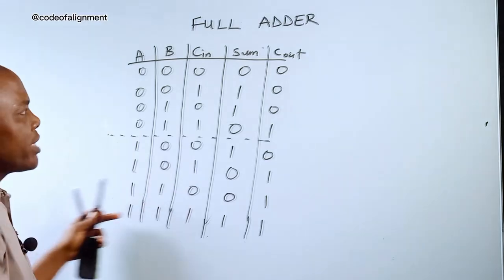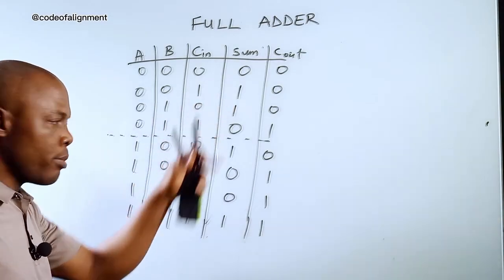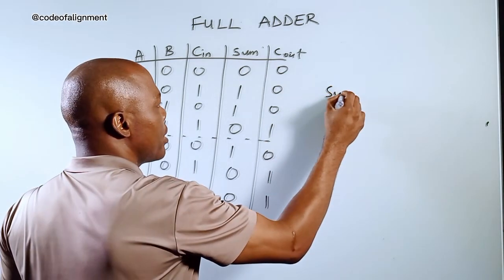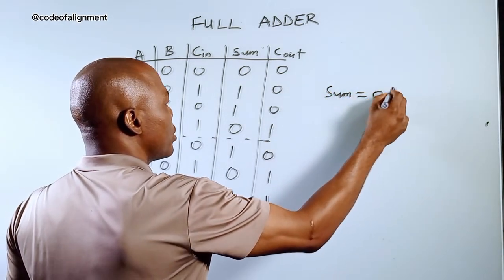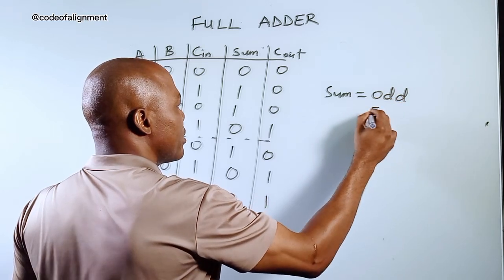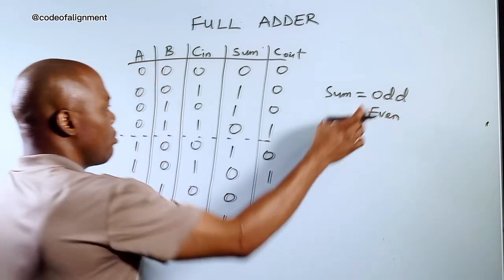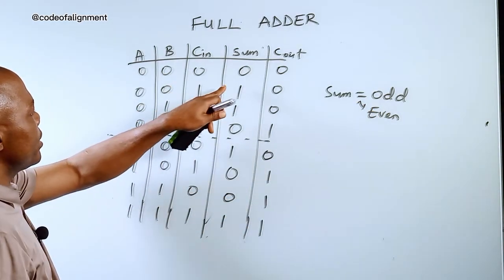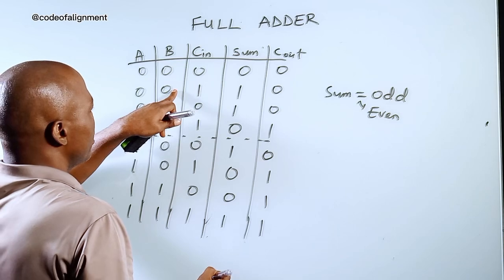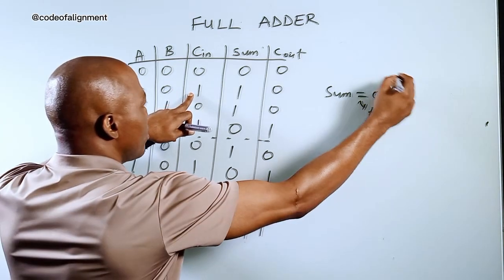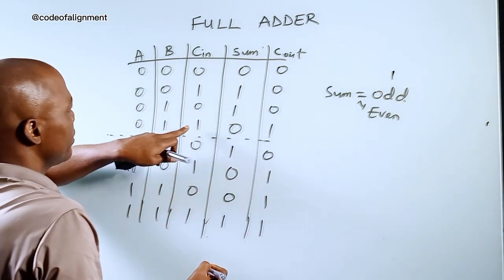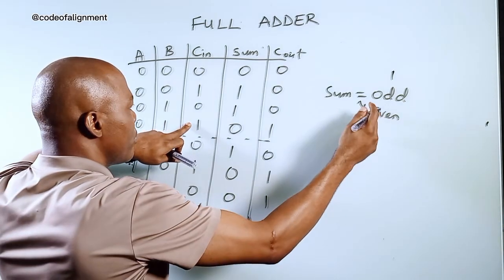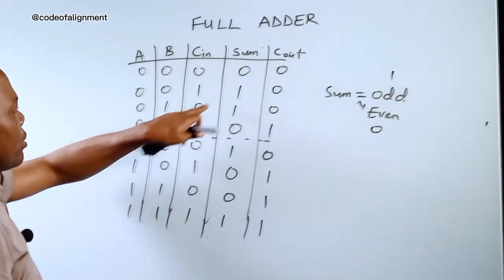So what you can derive from this table for the sum is that sum is talking about odd and even. Sum is looking at odd and even. If the number of inputs that are 1 is odd, sum is what? 1. If it is even, sum is what? 0. That is what you can derive here.